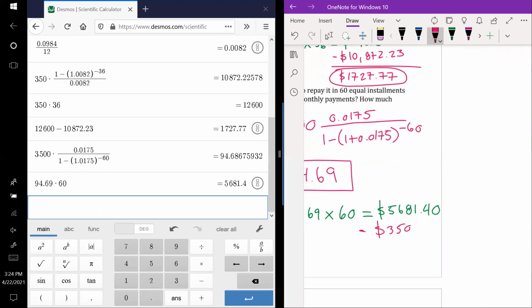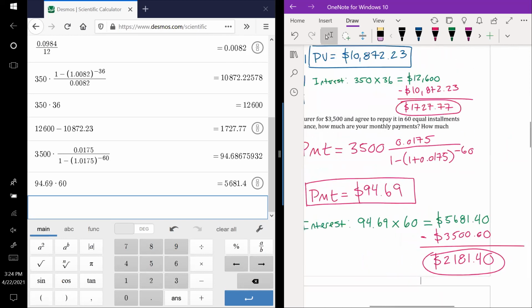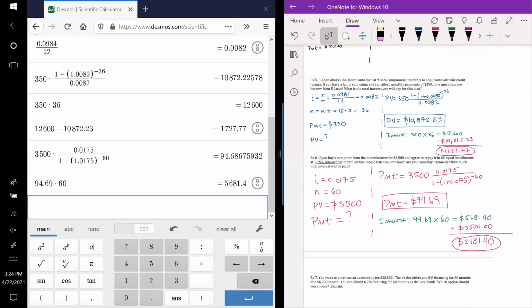So subtract 3,500. So that's easy, right? No calculator. So we will pay 2,181.40. That's how much extra we will pay in interest. That could buy us another computer. So that is why you just don't make the minimum payment, right? You always put more in so you don't pay that much interest. But being a college student, it's hard to go over the minimum payment.